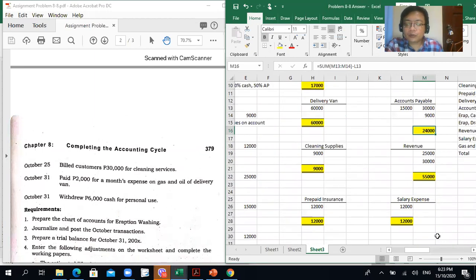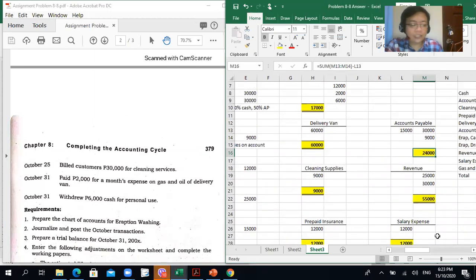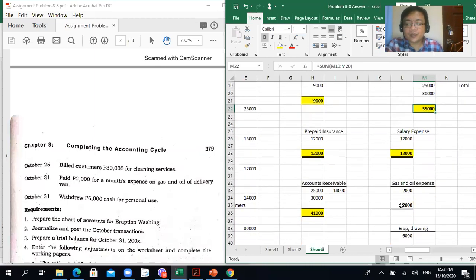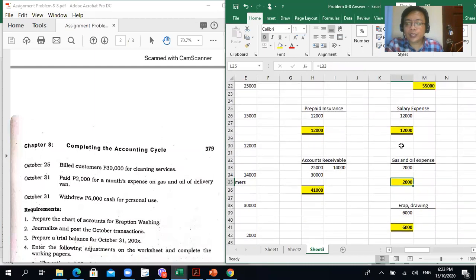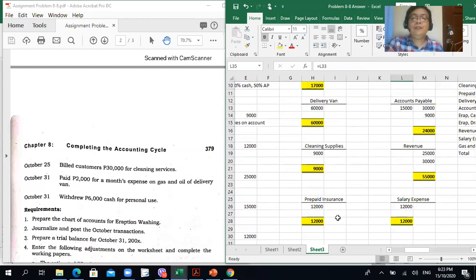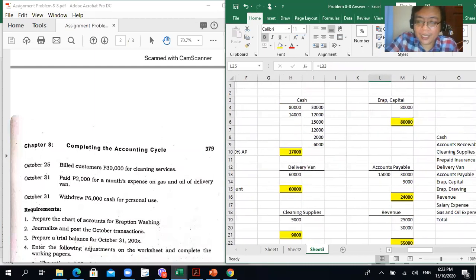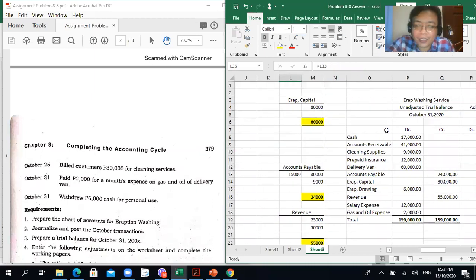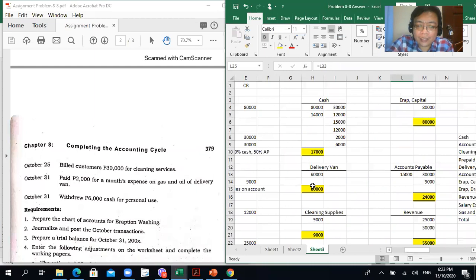How about revenue? Revenue has a credit balance also. So you have here, if you add all of this, you have 55. How about expense? Yes, expense also has a debit balance. Also, Erap drawing. So, madali na. Okay? After that, what you will do is trial balance. Oh, nalagay ko na pala. All right, so gagawin nyo is, kukunin mo lahat yung balance, yung naka-yellow.